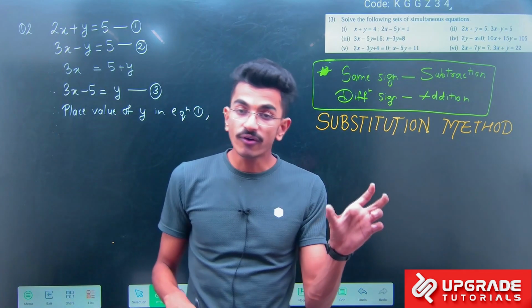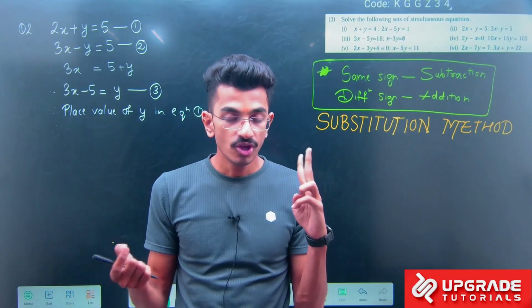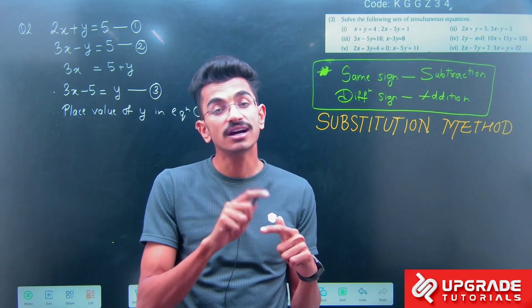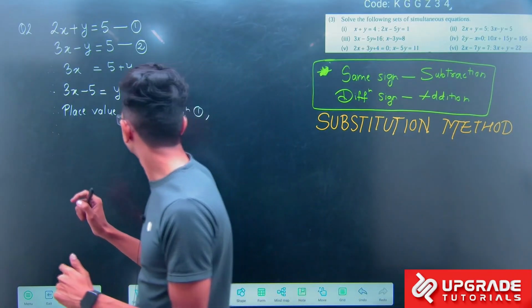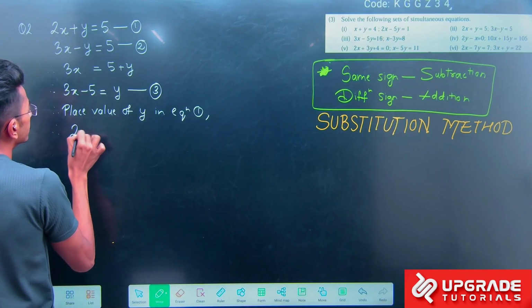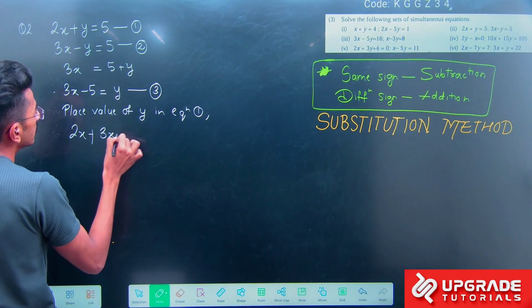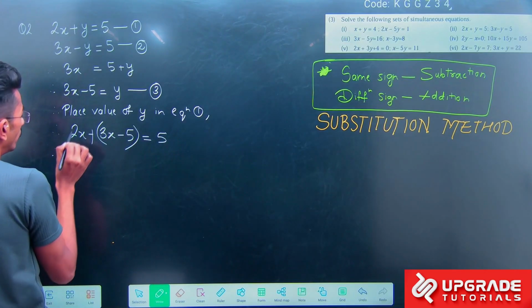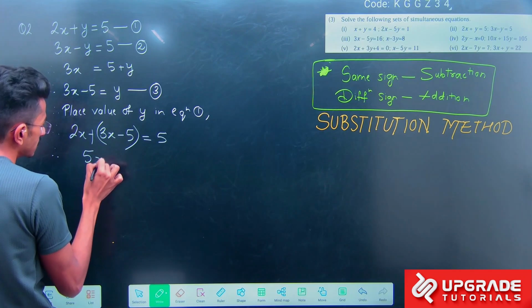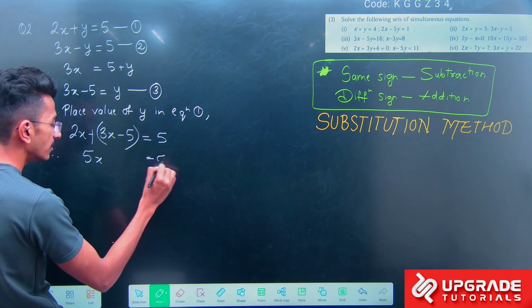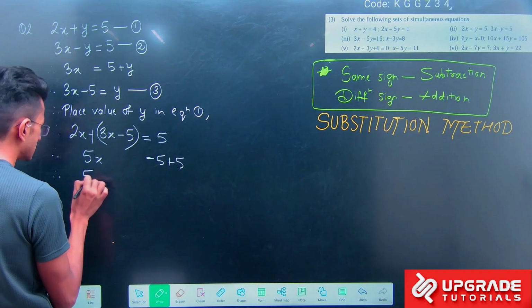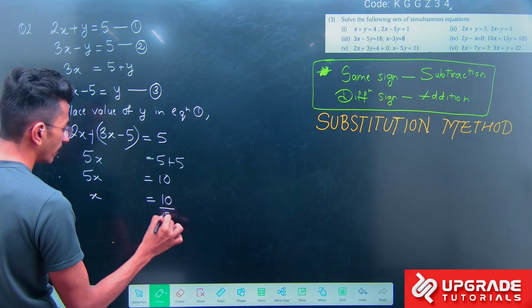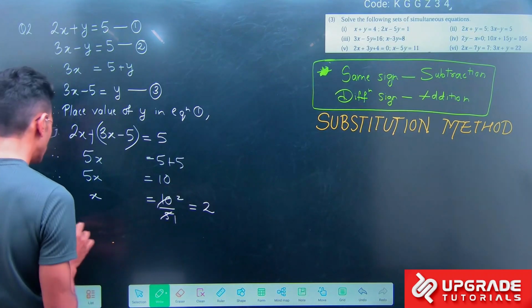From which equation have you found the value of y? It is equation number 2. So you shouldn't place the value of y in equation number 2. Keep in mind, you have to place it in an equation other than 2, that is 1. Therefore, 2x plus, what is the value of y? 3x minus 5 is equal to 5. Therefore, 2x plus 3x is 5x. Minus 5 will go towards the right-hand side and become plus 5. 5 plus 5 is 10. So 5x is equal to 10. Therefore, x is equal to 10 upon 5. 5 1 जा, 5 2 जा, x is equal to 2.